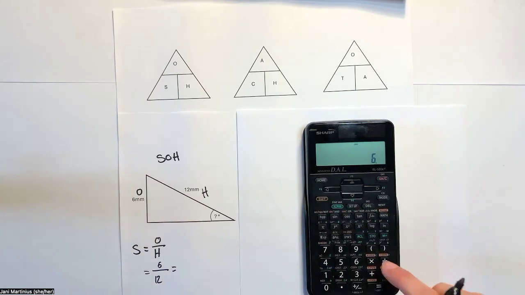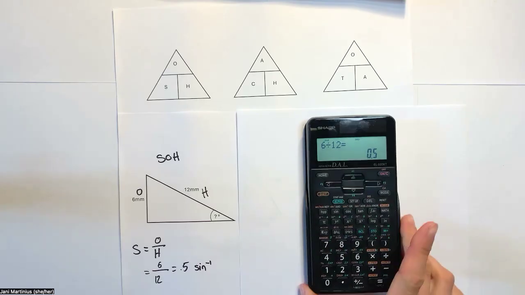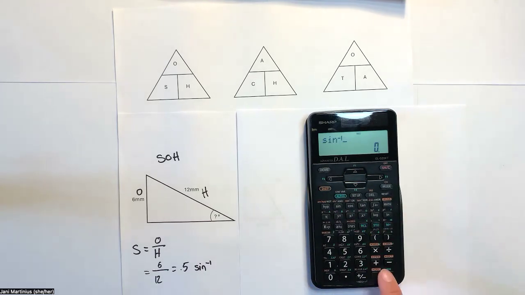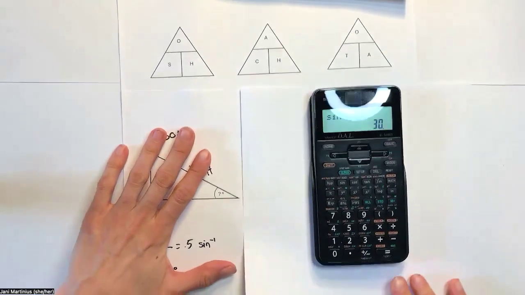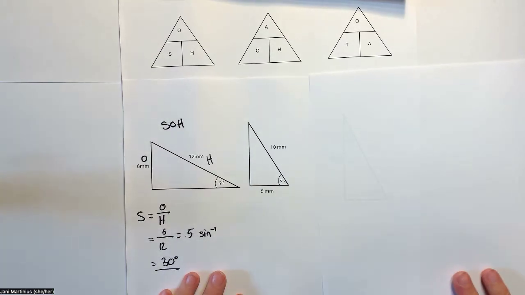Sure, you can do that in your head, but since we're using the calculator anyway, so 0.5, but that doesn't give us the angle yet, right? So now we need to put in the inverse sine, which in the calculator means second function and the sine button, which gives us 30 degrees. Oh, I'm sorry, that's a little bit low. There you go. All right, hope that makes sense for the first one.